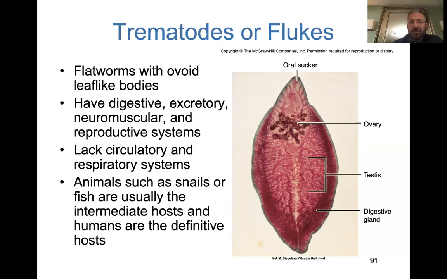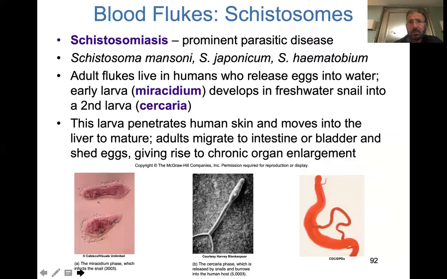Animals such as snails or fish are usually intermediate hosts, and humans are the definitive host. So we're generally going to consume this, or the snails are going to be part of the life process. Snails are going to lay some kind of larvae on grasses or something. Fish come along, are exposed to that, and eat part of it, and then we consume the raw fish. We can get this.